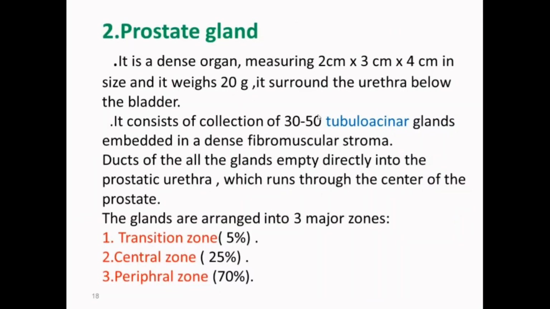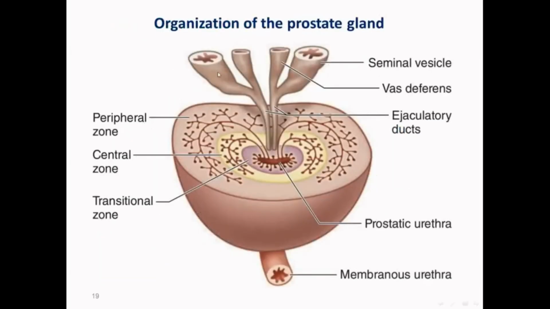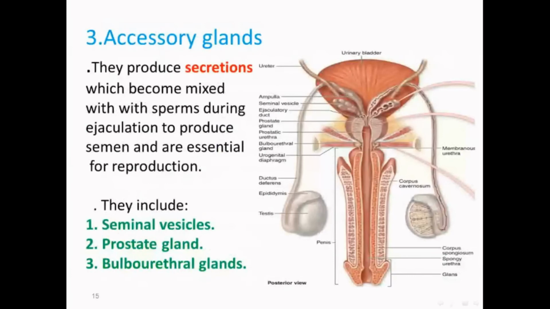The second part is the prostate gland, which is a dense gland measuring 2 by 3 by 4 centimeters, and it is around the urethra below the bladder. We see the position of the prostate gland at the base of the bladder. Here this is the urinary bladder, this is the base, surrounding the bladder neck.